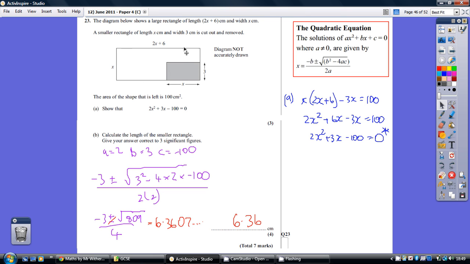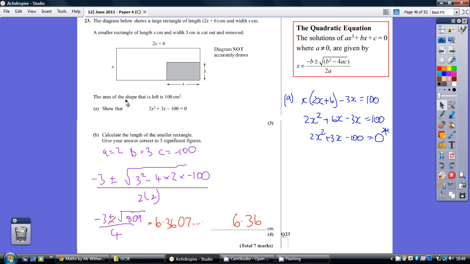So what is the area of the big rectangle? Well, it's the base, which is 2x plus 6, times the height, which is x. So that's the area of the big white rectangle. And what are we taking away from this? Well, the area of this small grey rectangle, base times height, x times 3, or 3 times x. So here we have on the left hand side, that is the area of this white bit.